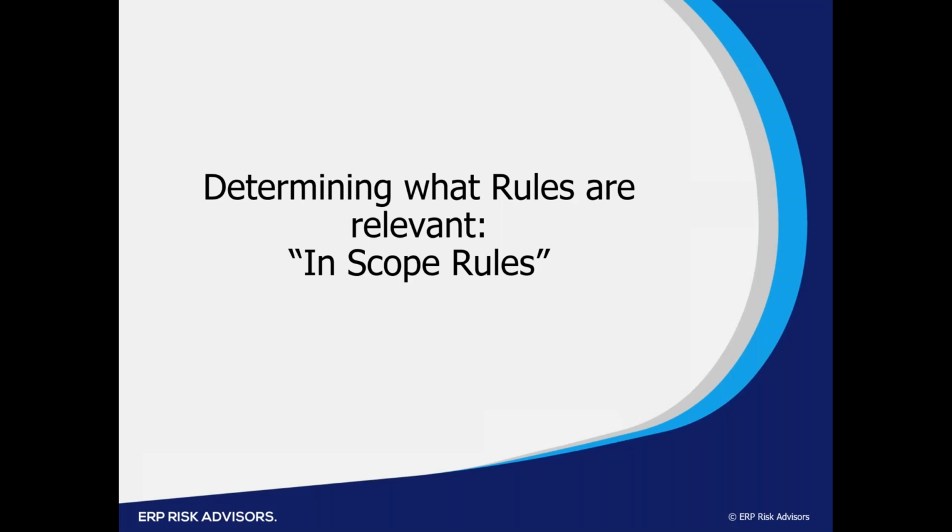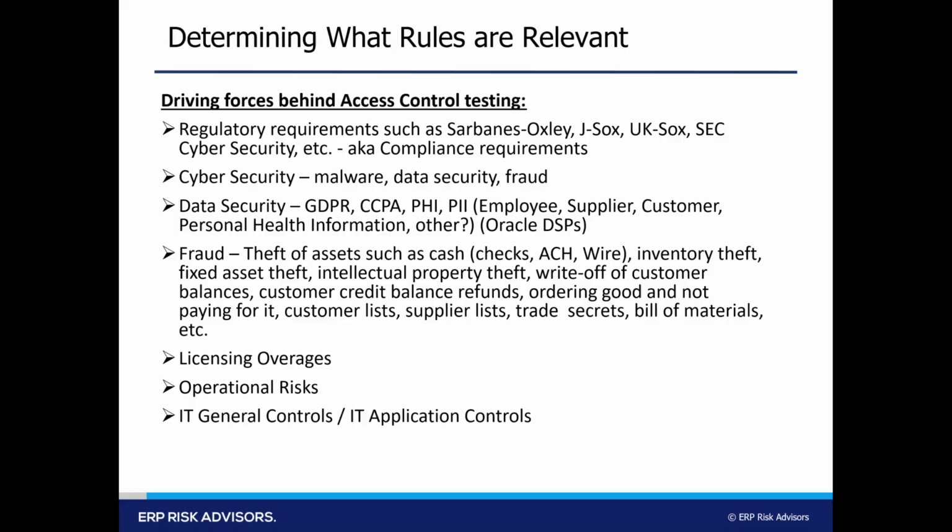All right, so I'm going to get into some new material here, determining what rules are relevant, or what are in-scope rules. We talked about this just briefly in the last slide. When you're using access control software, there are various different reasons why you would want to evaluate access control. So regulatory requirements such as Sarbanes-Oxley, JSOX, UK SOX, and so on. Cybersecurity, data security, fraud, license overages. So when I talk about in scope, what we want to do is say which rules, which SOD and sensitive access rules do we apply to which requirements.